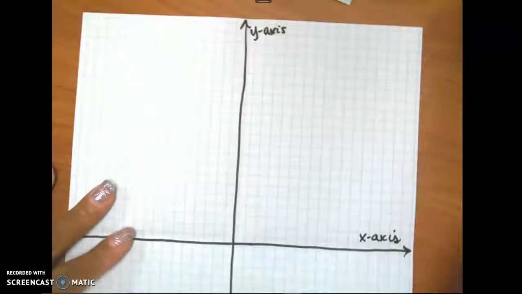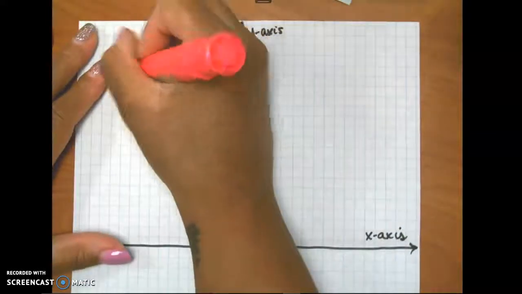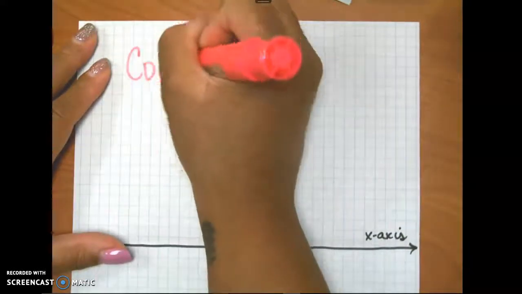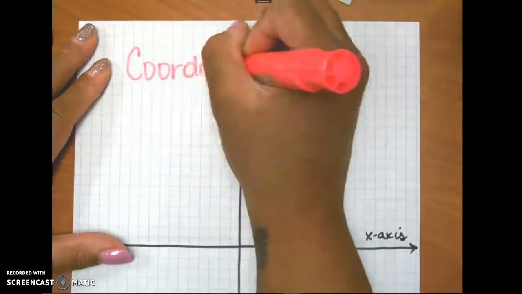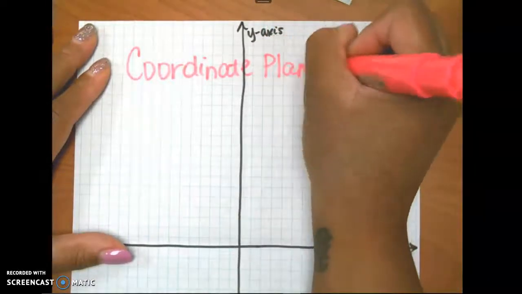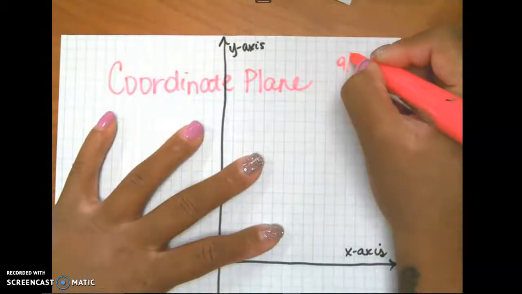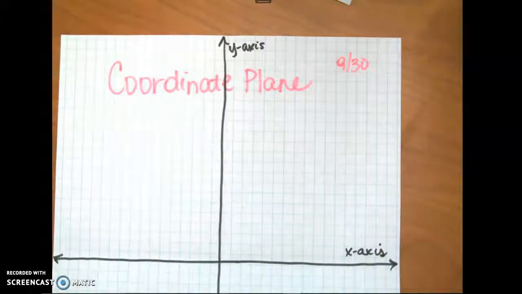Across the top, we're going to write coordinate plane. And then our date. Happy last day of September.